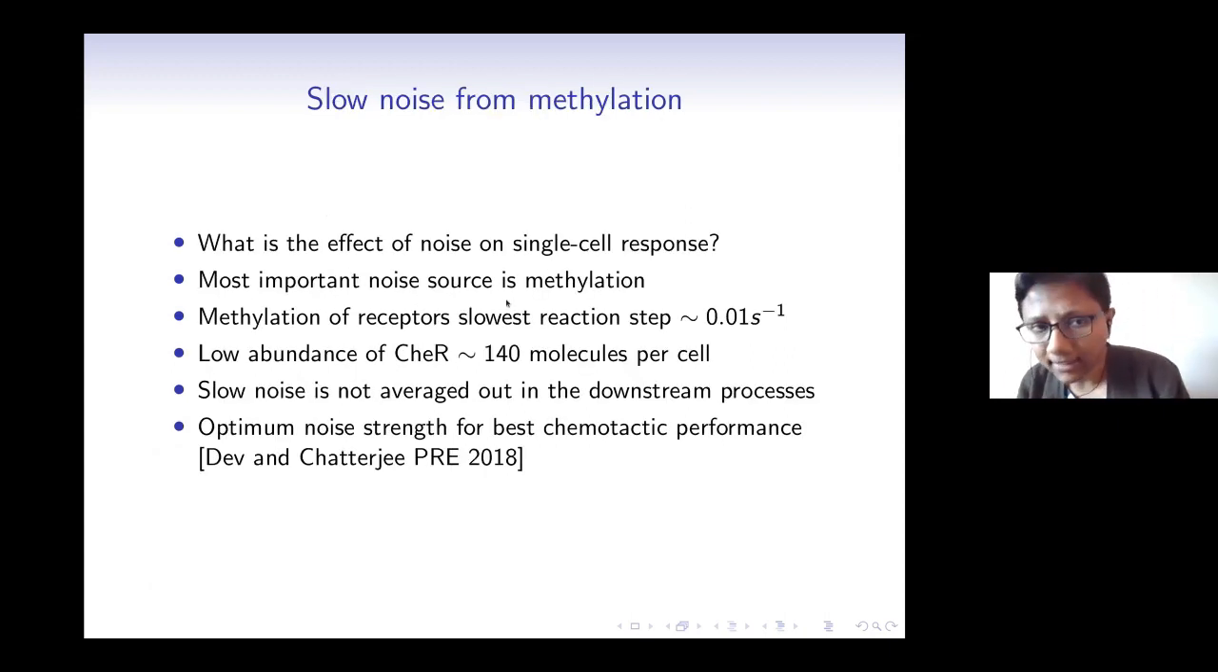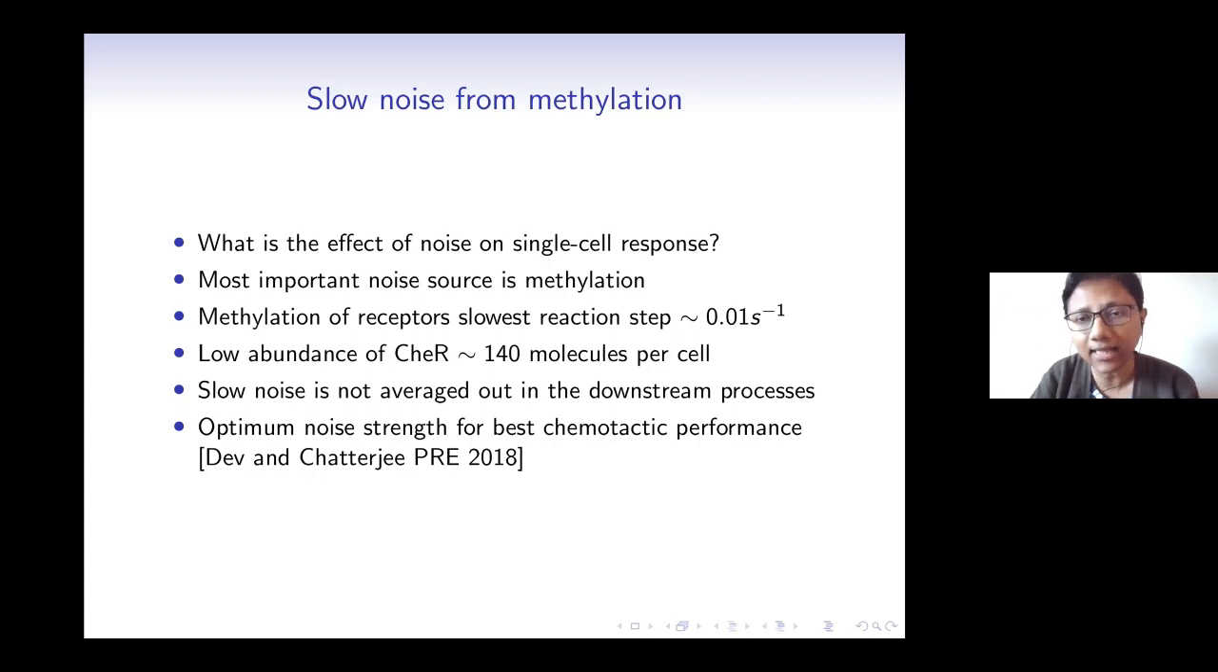Now, people are asking the question, what is the effect of noise on this chemotactic performance? So, what is the most important source of noise? It turns out that the most important source of noise in this pathway comes from methylation. Why? Because methylation is the slowest possible reaction happening in the entire network.